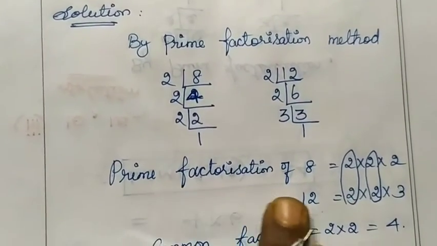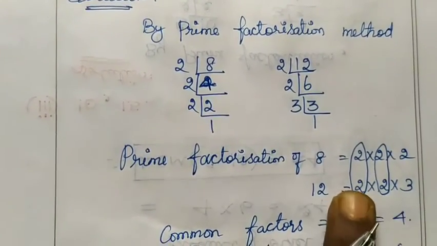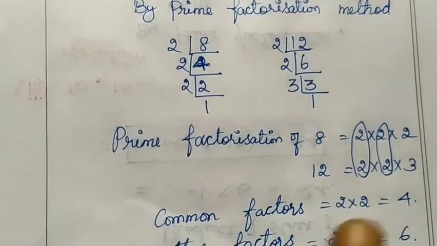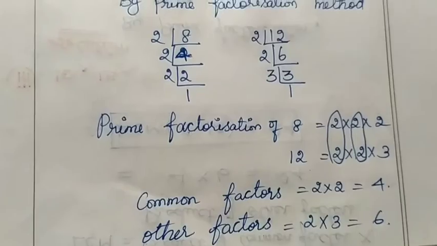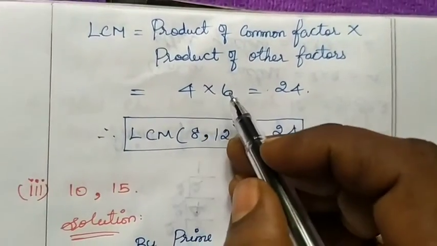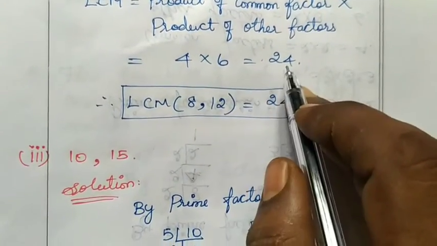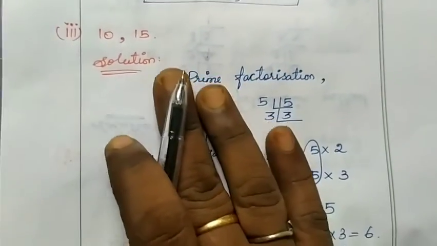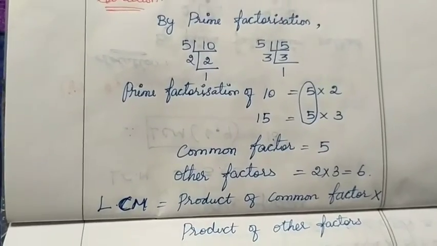Next, prime factorization of these numbers and find the common factors, 2 and 2. 2 2s are 4. The common factor is 4, and the other factors are the remaining 2 into 3, so 6. Finally we find the LCM: 4 into 6, product of common factor into product of other factors. 4 6s are 24, so the answer is 24. Next, 10, 15 using the same method. Refer to this and go to the next one.